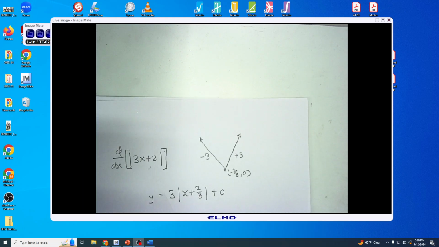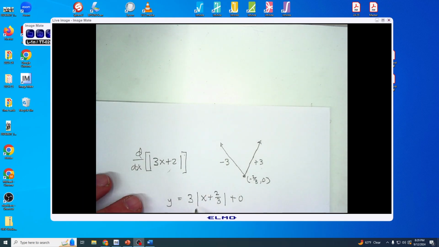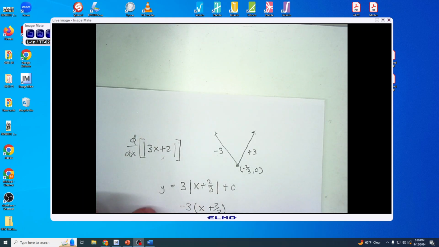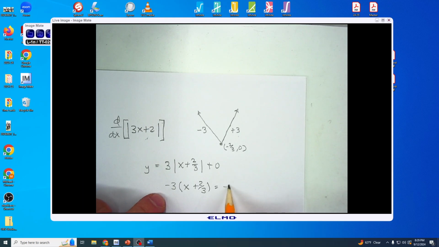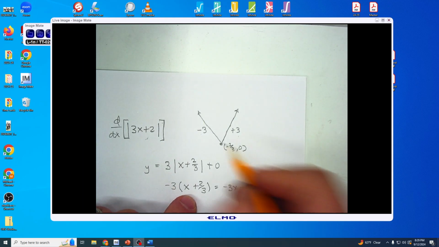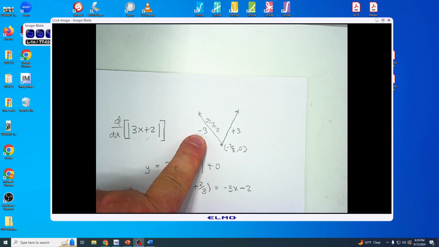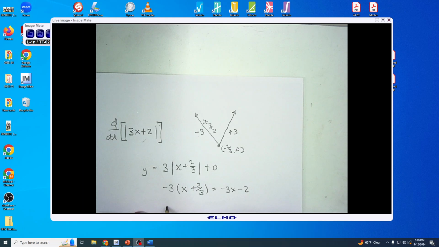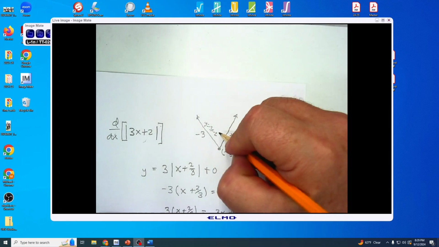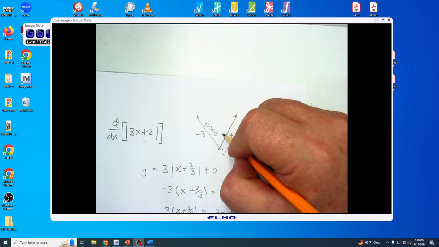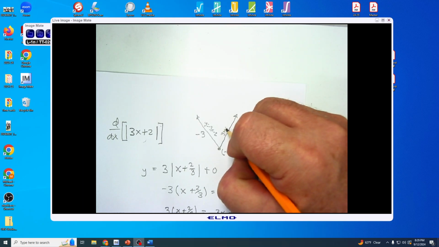Now, we could always find the equation of this line by simply letting this be a -3 and distributing it to x plus 2/3, and it's going to give us our first equation to the left. And you'll notice I end up getting -3x minus 2. And this is now y equals -3x minus 2, which still has a derivative of negative 3. In order to find the other one, I use the positive, and this ends up giving me 3x plus 2, which now has to be this line right here, 3x plus 2.